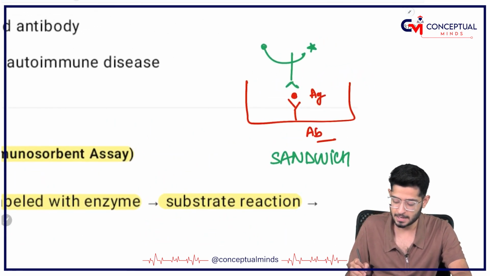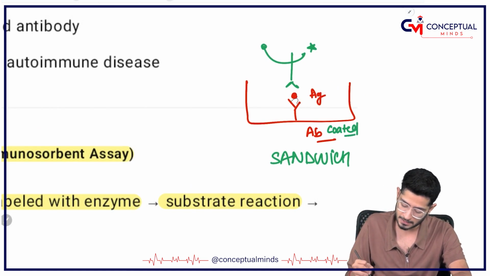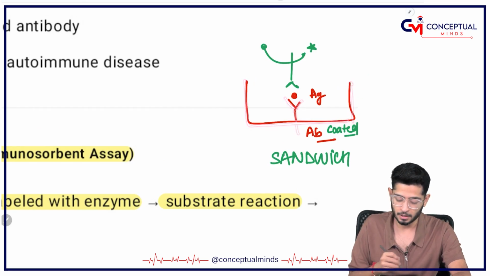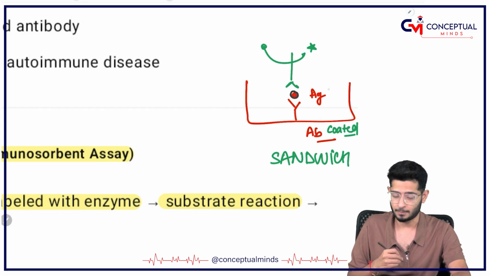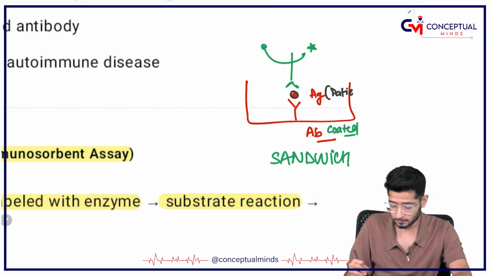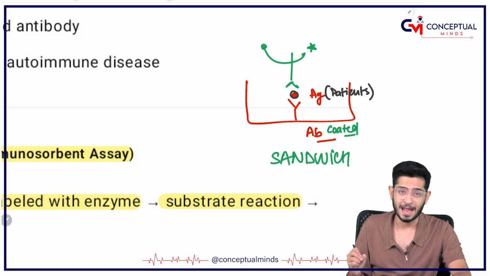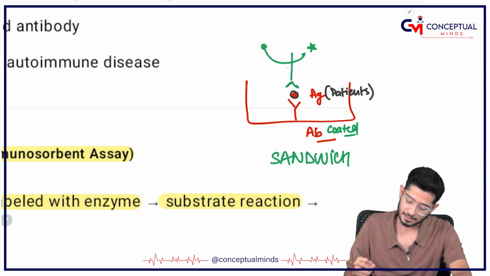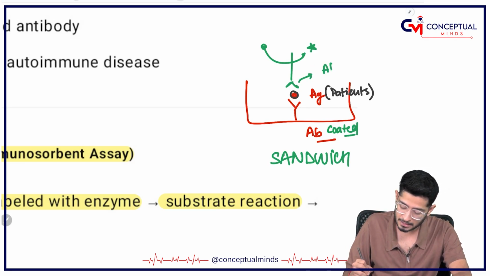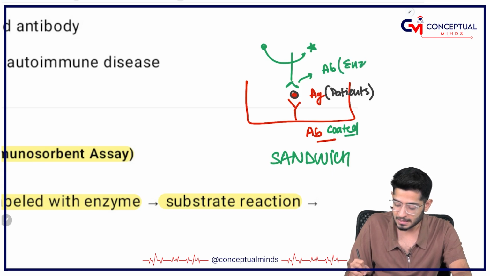This red one is ABC. ABC means a coated antibody. This one is a coated antibody already in the beaker. So what I am going to do, I am going to add this antigen from above, from the patient sample. I am going to add an antigen, and once I am giving that antigen, this antigen is further going to be acted upon by this green color antibody, which is an enzyme-linked antibody.